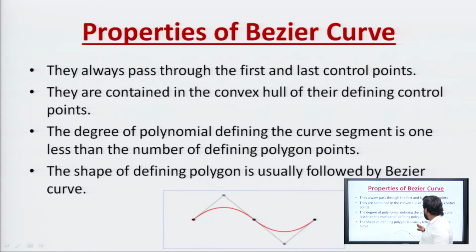The shape of the defining polygon is usually followed by the Bezier curve. This is the shape of the defining polygon for this curve, and it is followed by the Bezier curve. These control points handle the Bezier curve, and then this curve is drawn.